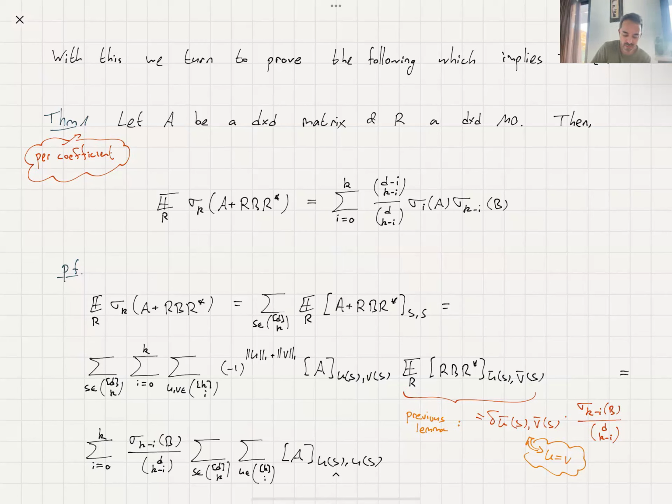Then the expectation over R of the K coefficient of this thing, right? Before we looked at the characteristic polynomial and said the expectation of the characteristic polynomial is something, but now we're just looking per coefficient. So it's the same thing. And the expectation is in coefficient space after all. So the expectation over R of the K coefficient of the sum is exactly what I claimed in the theorem. It should be, right?